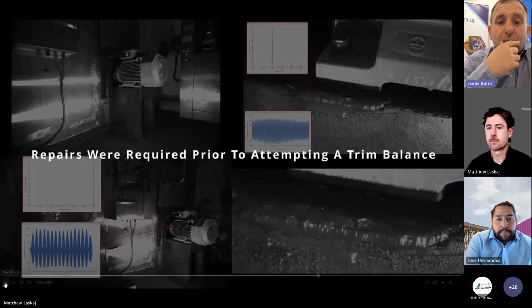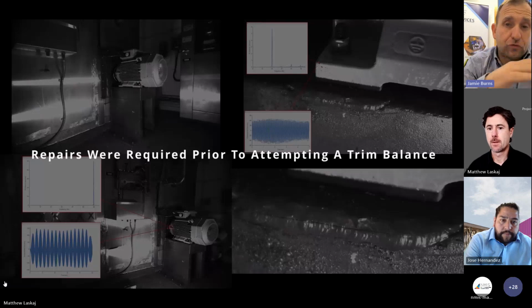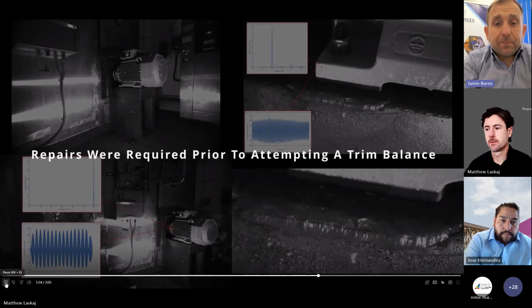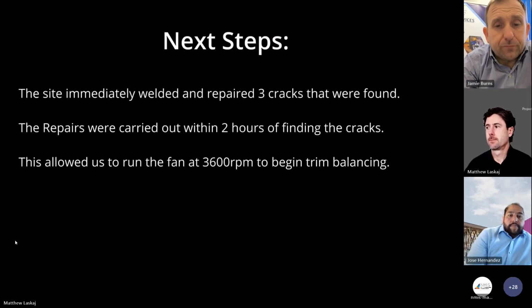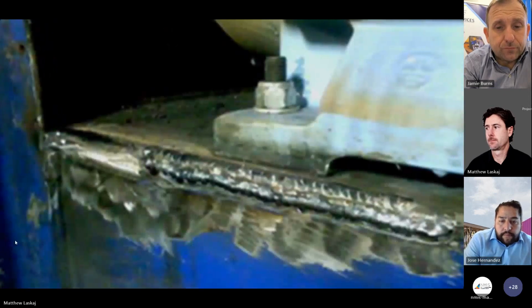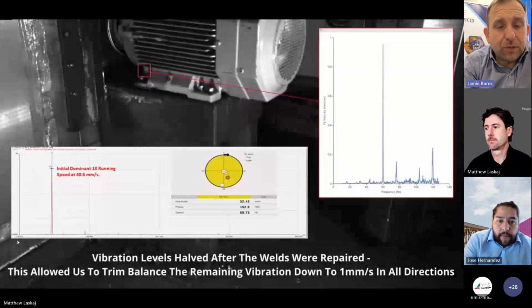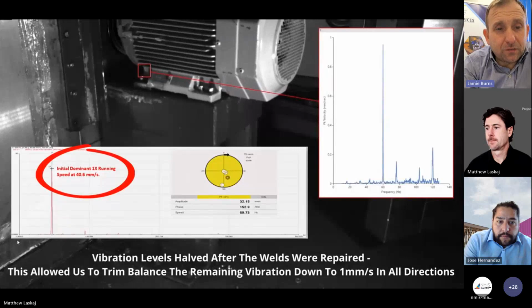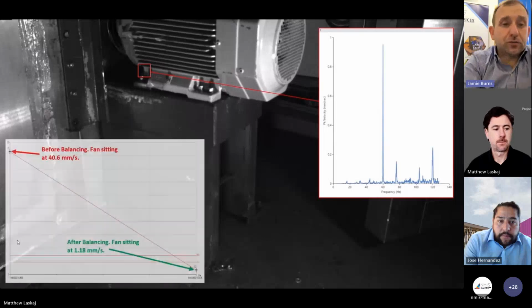While we were there, we got them to do a temporary repair to that weld, and we managed to get the structure strong enough that we could actually run the motor up at full speed to balance the fan. So press play. That was the repairs to the welds, because they found a few bits that had cracked on it. As you can see now, it was 40 millimeters per second that it was moving at, and we got it down to 1.8 millimeters per second, well within the ISO standards for that machine.